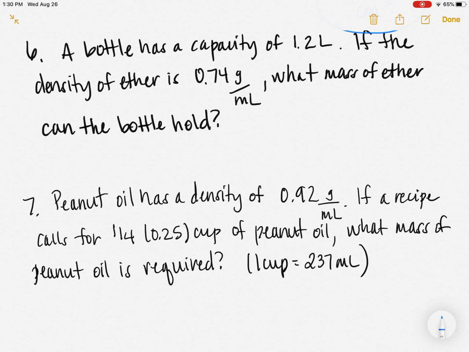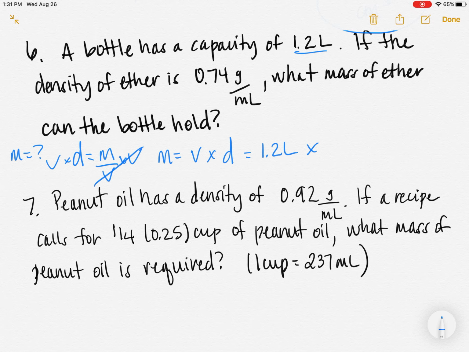Number 6, a bottle has a capacity of 1.2 liters. If the density of ether, that's just an organic liquid, if the density of ether is 0.74 grams per milliliter, what mass of ether can the bottle hold? So I'm looking for mass, right? Rearrange my equation, multiply both sides by V. Mass equals volume times density. Okay, so my volume was 1.2 liters and my density was 0.74 grams per milliliter.